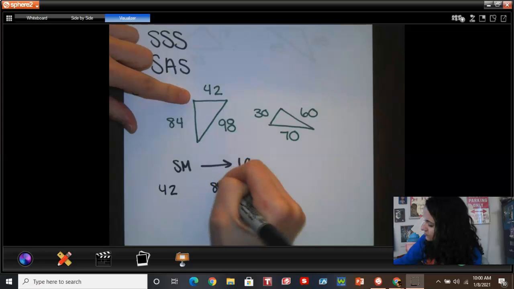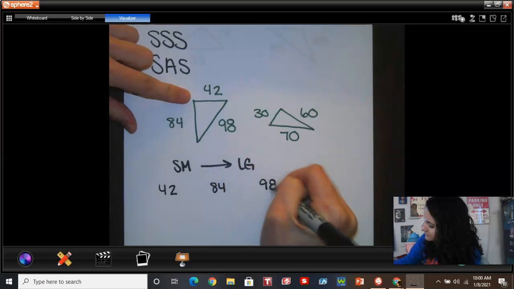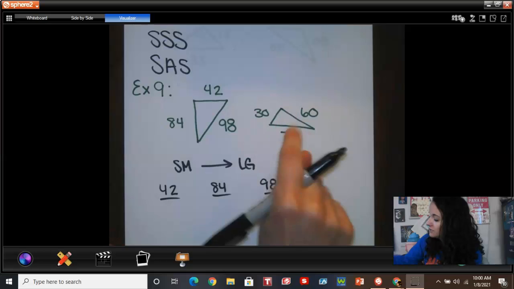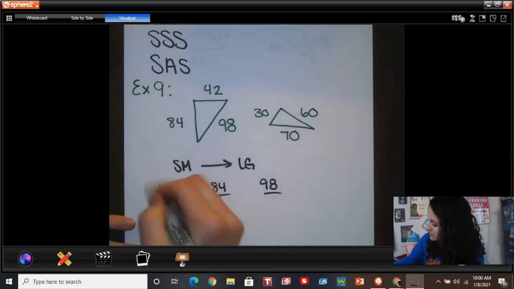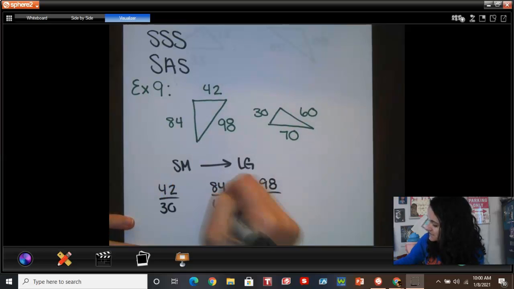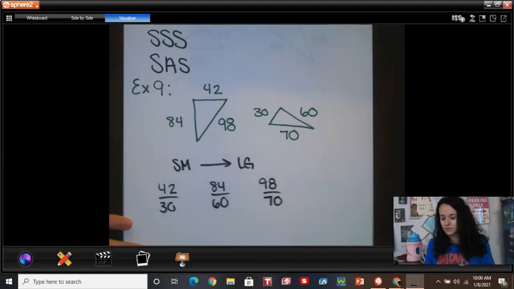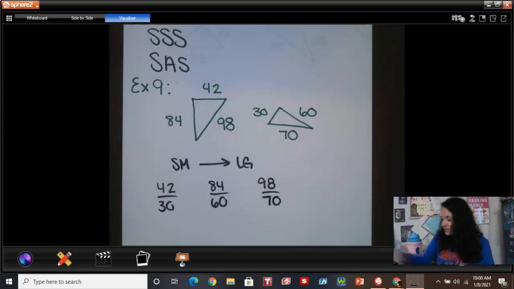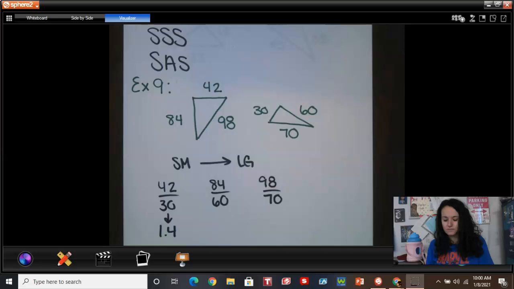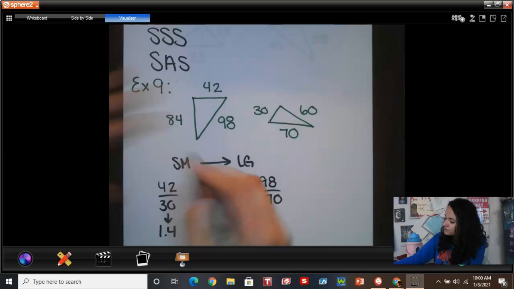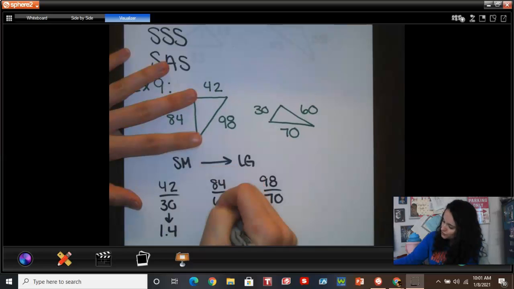If I'm looking at my first one here, I have 42, 84, 98. My second one has 30, 60, 70. And it's all about seeing if they're equal. So I have 42 over 30. That gives me 1.4. 84 divided by 60 gives 1.4 as well. Looking good so far. Let's check the last one. 98 over 70. All 3 of them are equal.